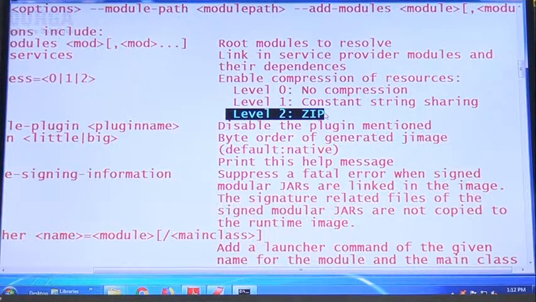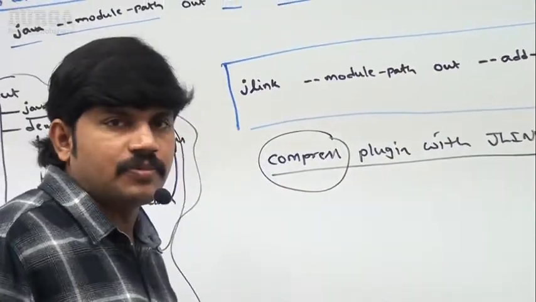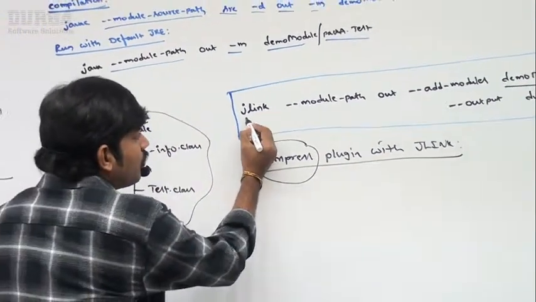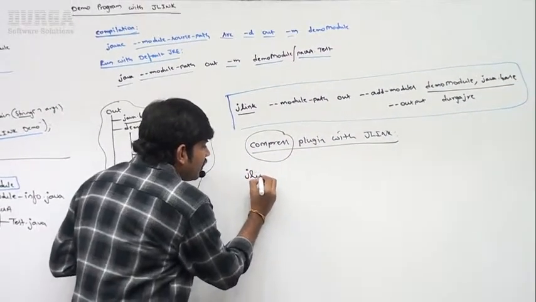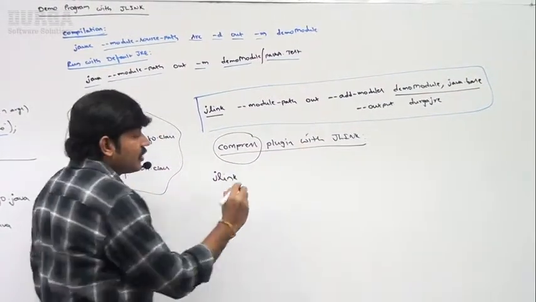Observe that. So how to use this one? How to use this compress option? Very simple. How to use jlink? Observe jlink, have a look once. Very, very important.